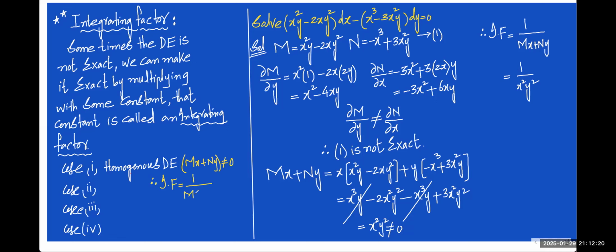Now, once again, you can see the definition of integrating factor. What are we saying in it? Given differential equation is not exact, we can make it exact by multiplying with some constant. That constant is called integrating factor. This is that constant. If we multiply it with equation number 1, the non-exact differential equation becomes exact.